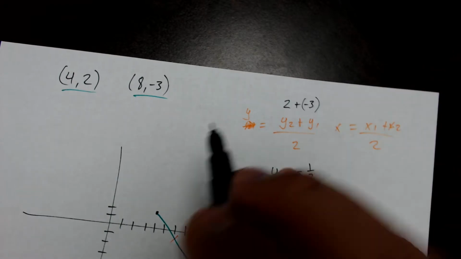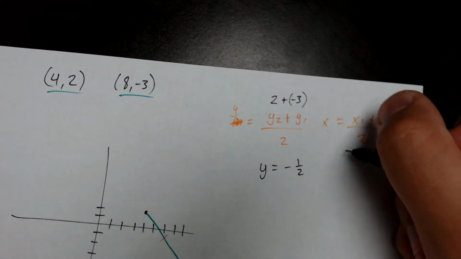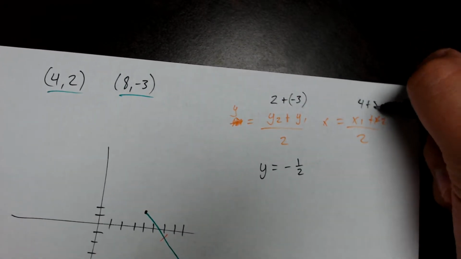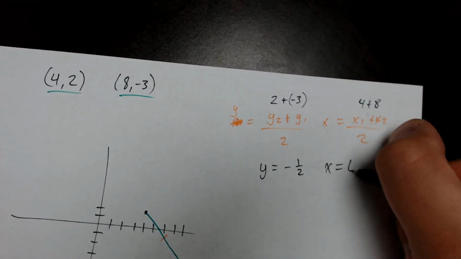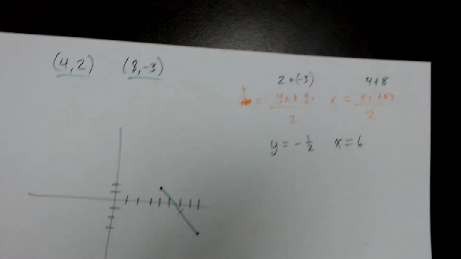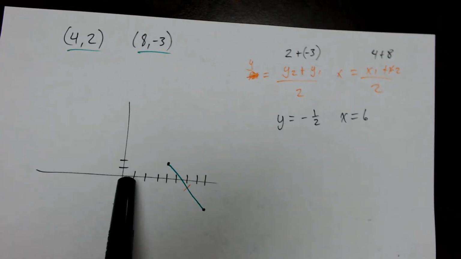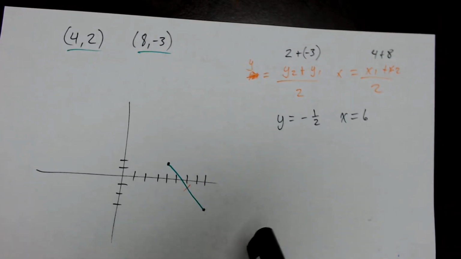And then our x amounts are 4 and 8. So 4 plus 8 is 12. 12 divided by 2 is 6. So x is going to equal 6. Let's check this on our graph. If we go 1, 2, 3, 4, 5, 6, negative 1/2, that looks about right. I think we're at our midpoint.